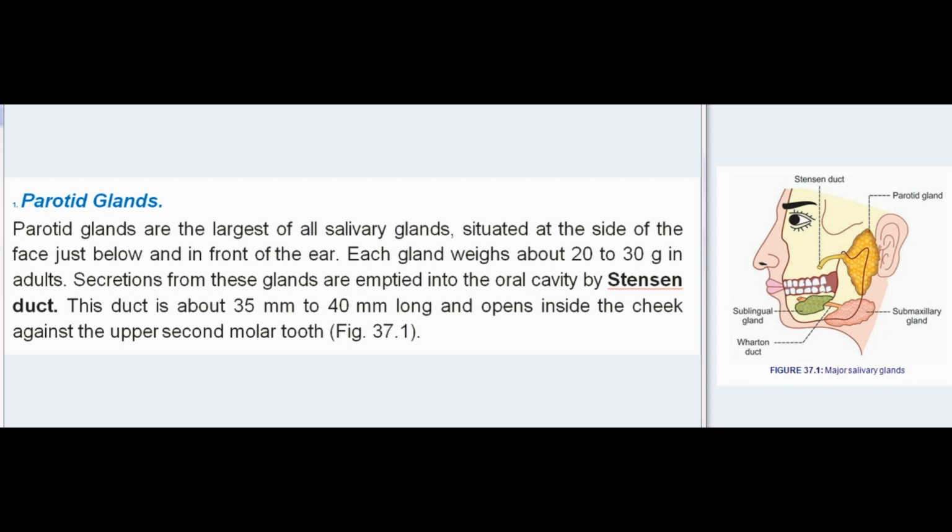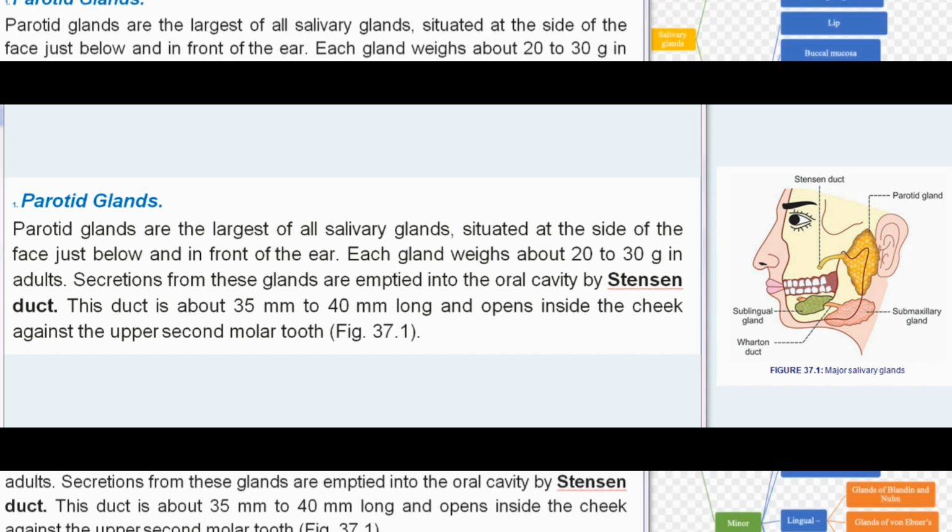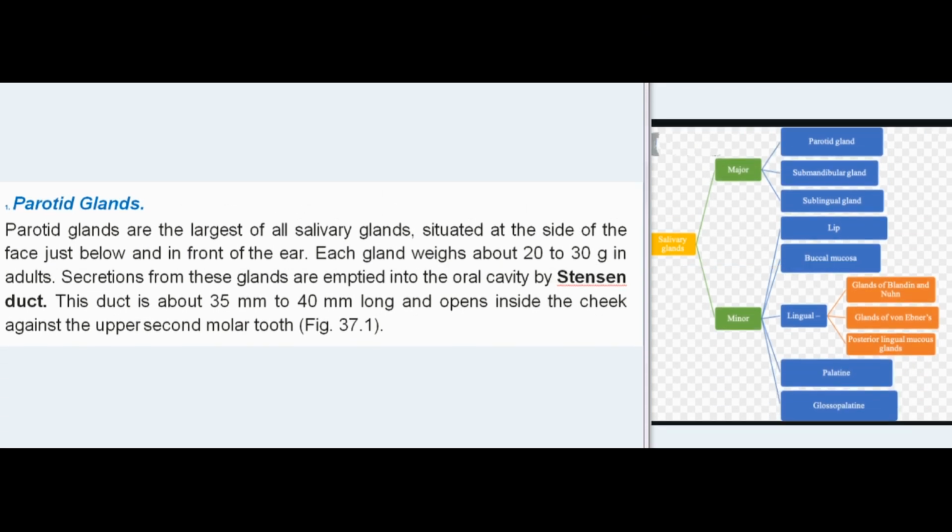Parotid glands. Parotid glands are the largest of all salivary glands, situated at the side of the face just below and in front of the ear. Each gland weighs about 20 to 30 g in adults. Secretions from these glands are emptied into the oral cavity by Stenson duct. This duct is about 35 mm to 40 mm long and opens inside the cheek against the upper second molar tooth, Fig 37.1.